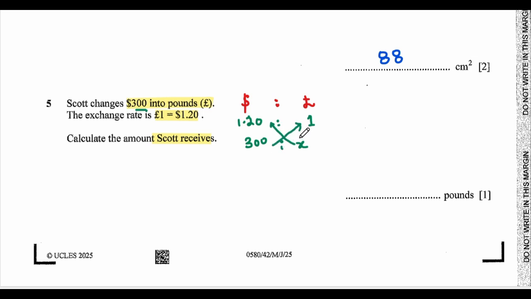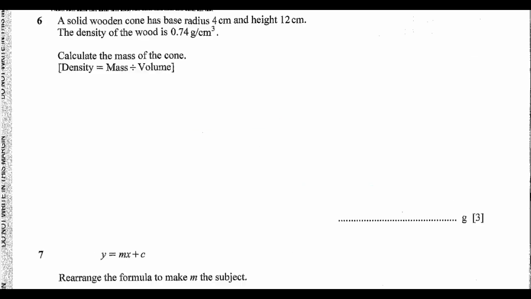Money exchanges are always direct proportion questions, so we'll cross multiply. x times 1.20 is 1.20x and 300 times 1 is 300. To get x, I will divide 300 by 1.20. So the value of x, or pounds, would be 250. So Scott is going to have 250 pounds in return for $300.